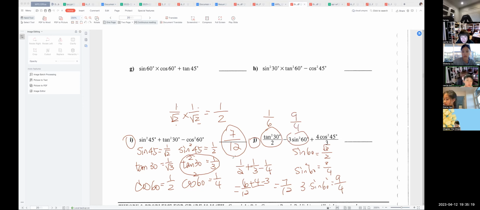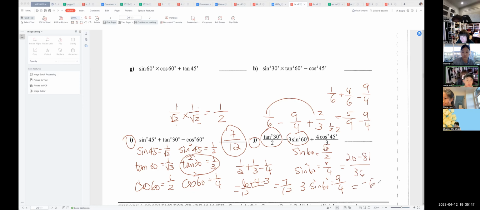4. Okay, so this one, cosine 45. Cosine 45 equals sine 45, which is 1 over 2. So 4 times 1 over 2 equals 2. So it's 2 over 3. So it's minus plus. So I'm going to plus these two together. So it's 1 over 6 plus 4 over 6 minus 4 over 9. So it's 5 over 6 minus 9 over 4. So 3620 minus 81. So the answer is negative 61 over 36.